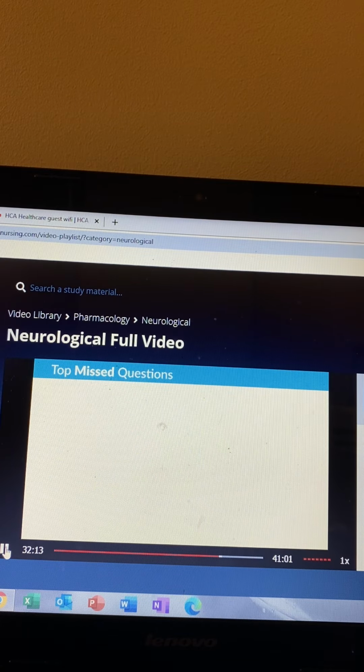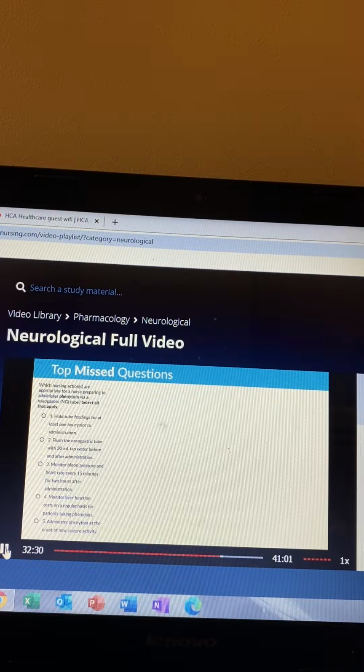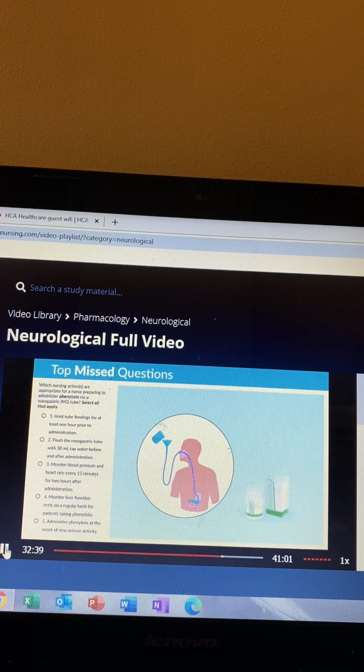Now for the top missed questions in the neurological section. So first question here, which nursing actions are appropriate for the nurse preparing to administer phenytoin via nasogastric or NG tube? Select all that apply. Okay, so before looking at the options, let's break this down. The question's asking the appropriate nursing actions when giving phenytoin via that NG tube. The key word there is NG tube or nasogastric tube.